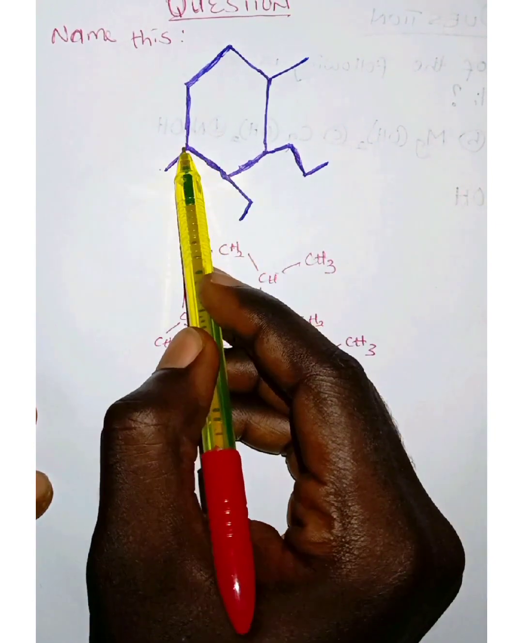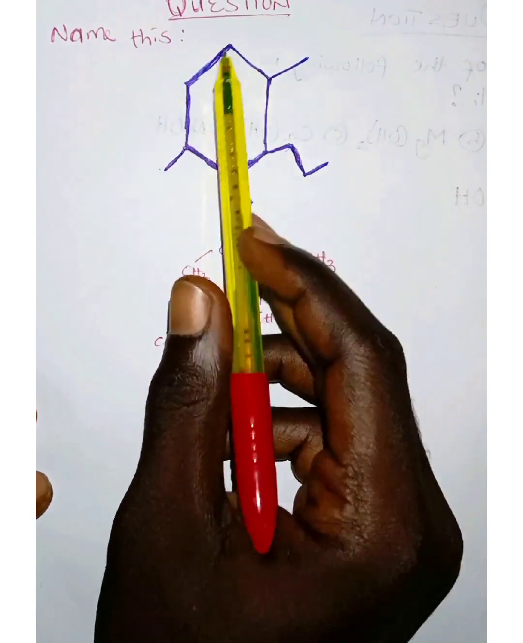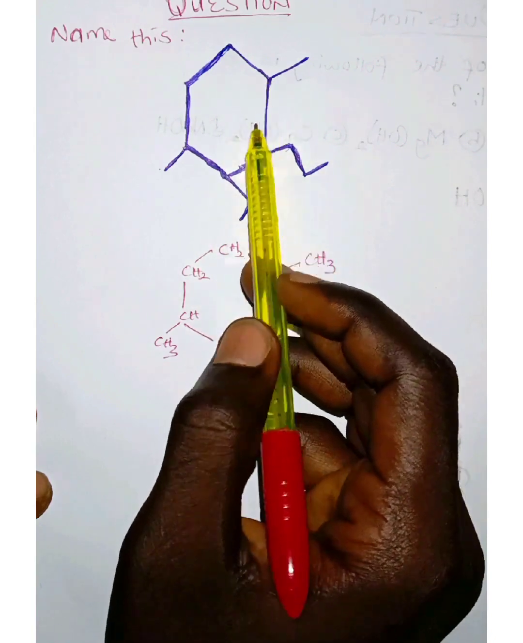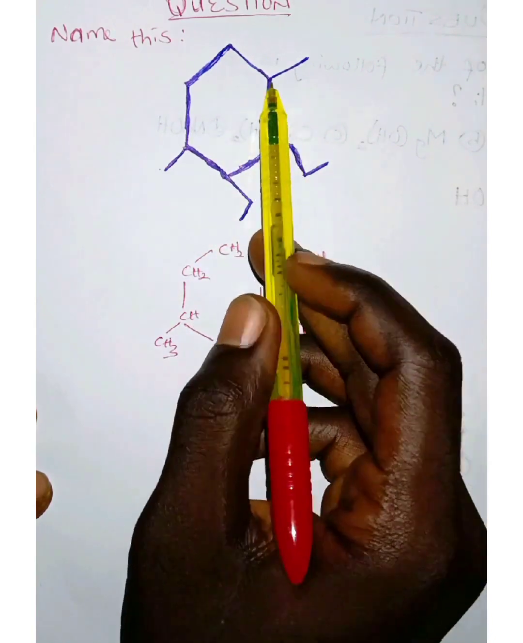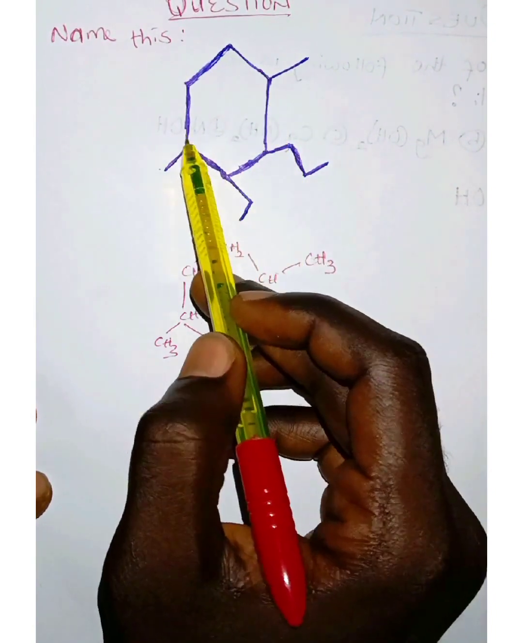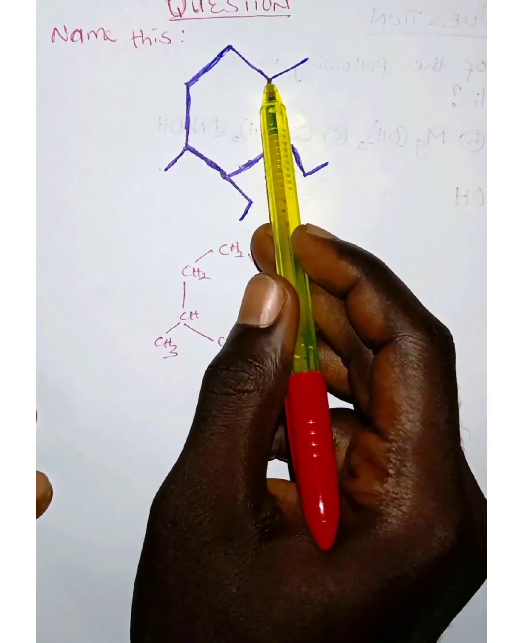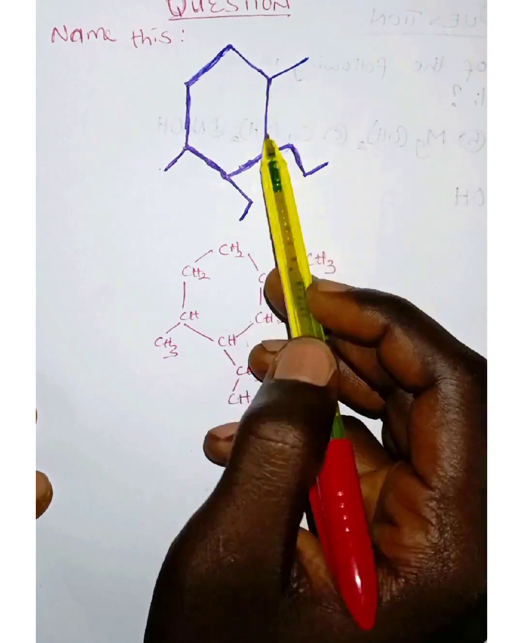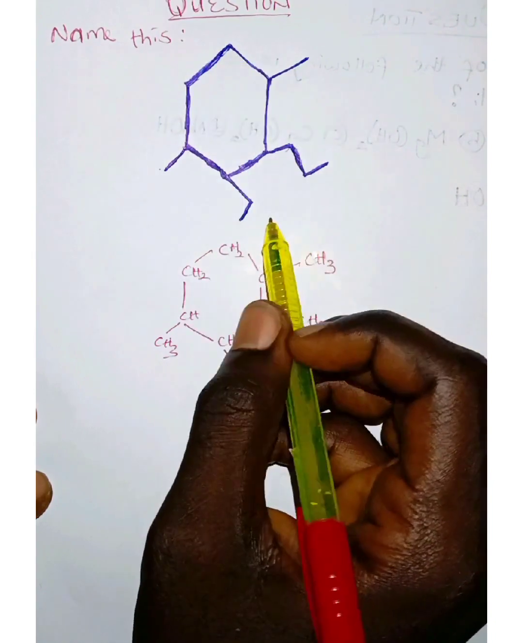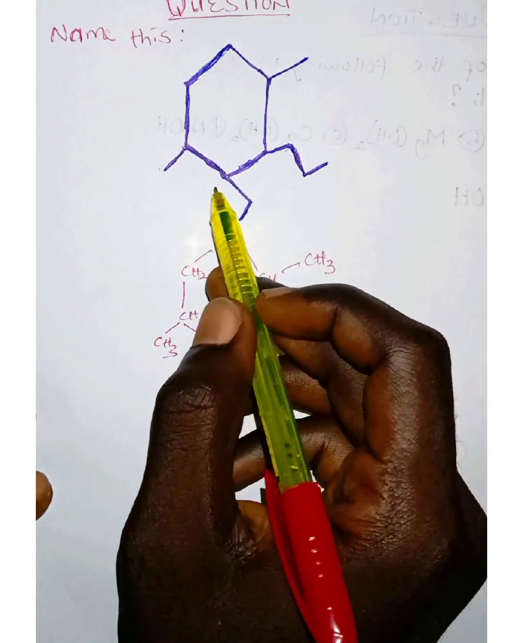If we start from here and go this way, we have 1, 2, 3, 4, 5, 6. So the substituents will be on carbon number 1, 2, 3, 4, and I think that will give it the smallest numbers possible. We can also start from here, 1, 2, 3, 4. That's clockwise or anti-clockwise. Should we start numbering from this point or from the other? Since they are going to give us almost the same thing, which one takes the priority?